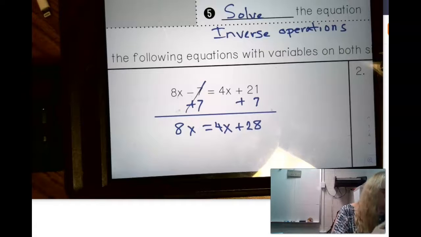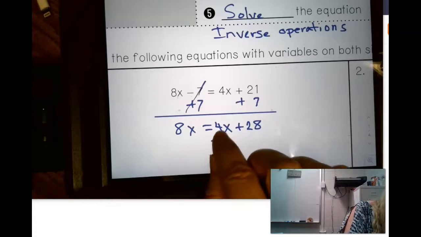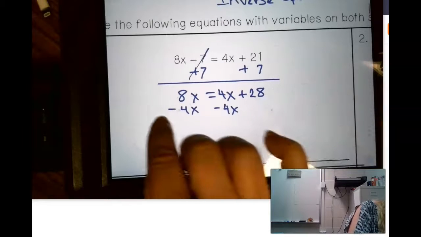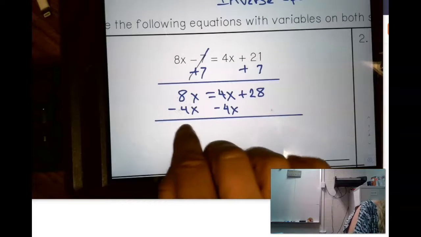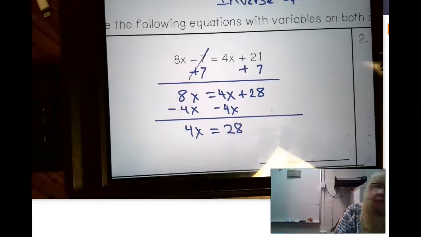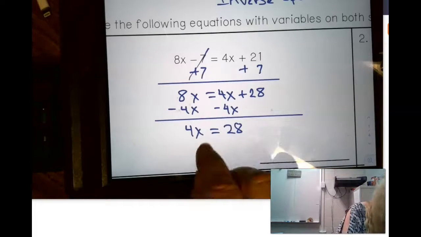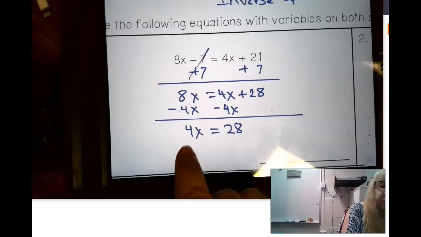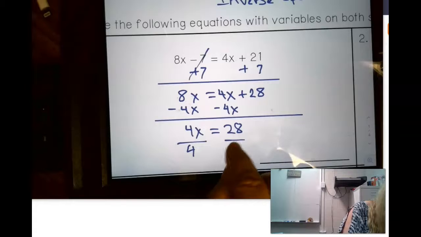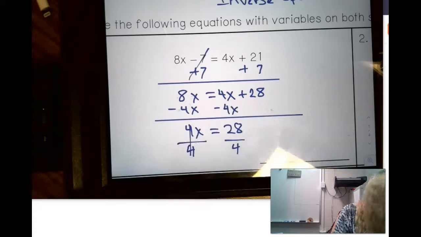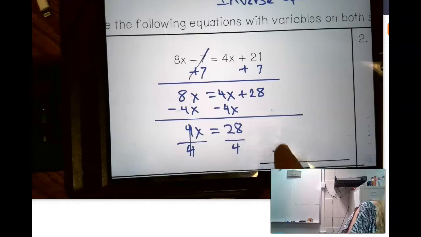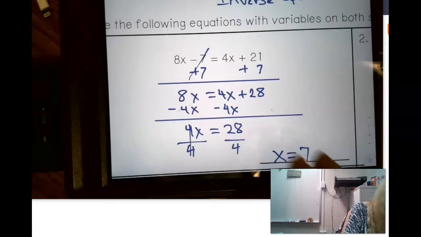Now I need to get the variables on the left side. So I'm going to subtract 4x from both sides. And then I have 4x equal 28. Now I have to use inverse operations. And since 4x means 4 times x, I have to divide. I'm going to divide by the 4 because I want to leave x on that side. Remember, 4 over 4 equal 1, and 1 times x is just x. So this gives us x equal 7.